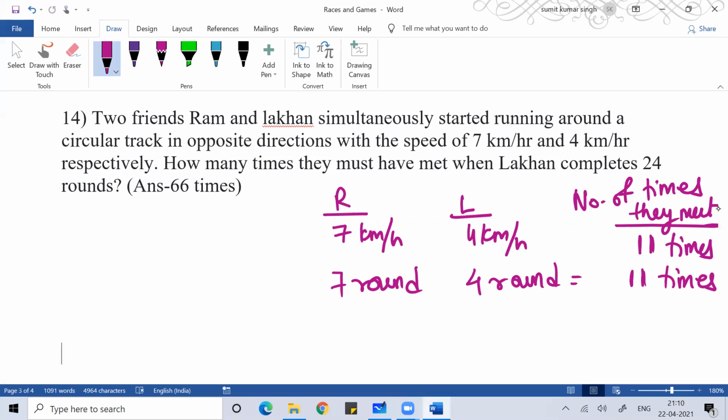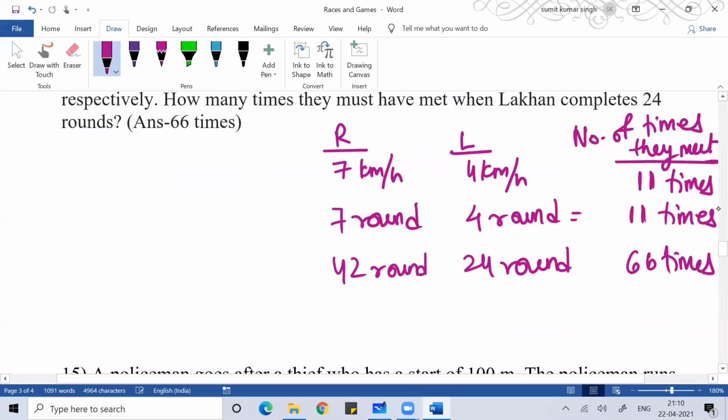Okay, so how many times did they meet when Lakshman completed 24 rounds? When Lakshman completes 24 rounds, that is 4 times 6, so 7 times 6. By that time Ram would have completed 42 rounds and they would have met 66 times.